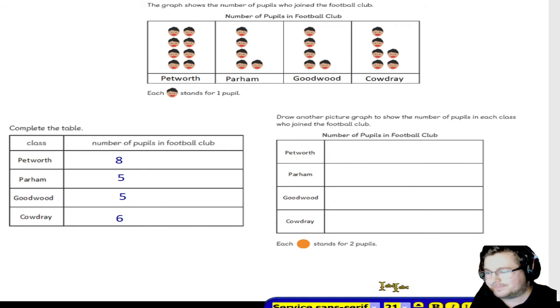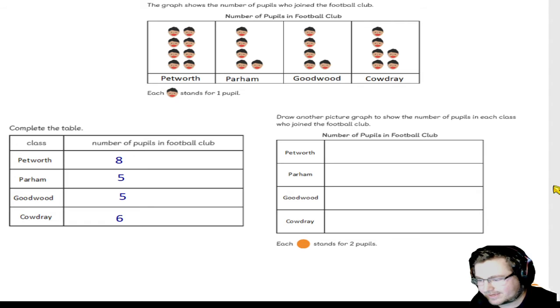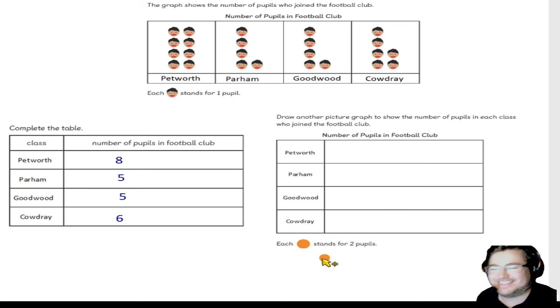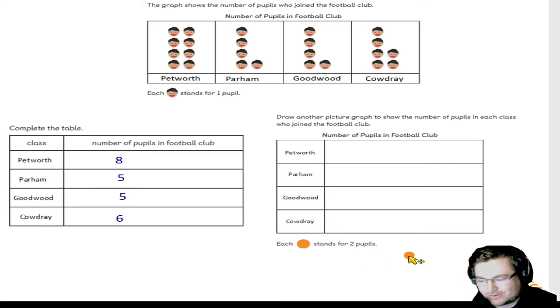Wonderful. Now, this is where it gets a little bit tricky. So, each whole orange circle stands for 2 people. This is going to be quite awkward for me, but I wondered if you worked out how to do it. So, Petworth have got 8. So, 2, 4, 6, 8. Wonderful. Parham, I've got 5, 2, 4.